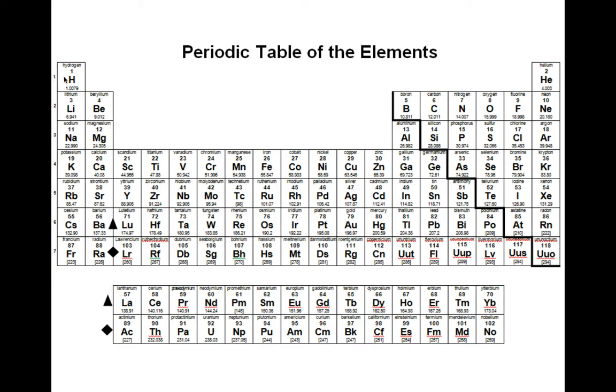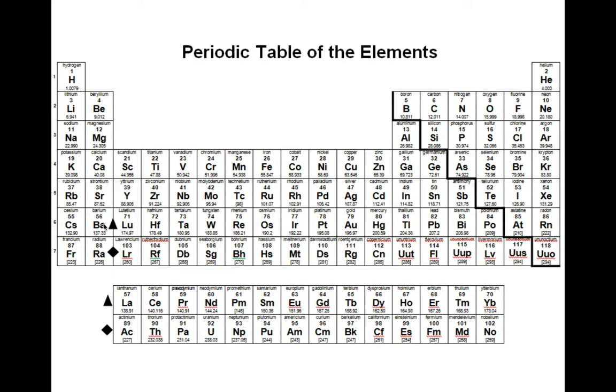So these rows here, 1, 2, 3, 4, 5, 6, 7, those are the periods, or the energy levels, sometimes called the principal quantum number, which we give the letter N. Those are the energy levels. So the row is the energy level. And we can see that the D's do not come into play until the fourth energy level.